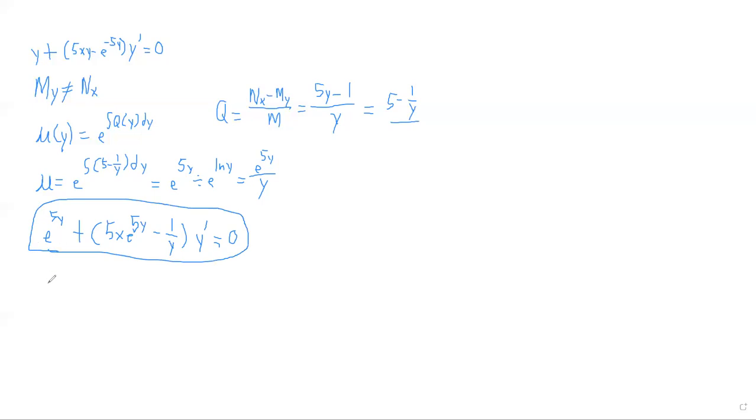But when you get to the bottom, applying similar concepts, using M of x and M of y, you end up with M of xy will be equal to x e to the 5y minus ln y equals c.